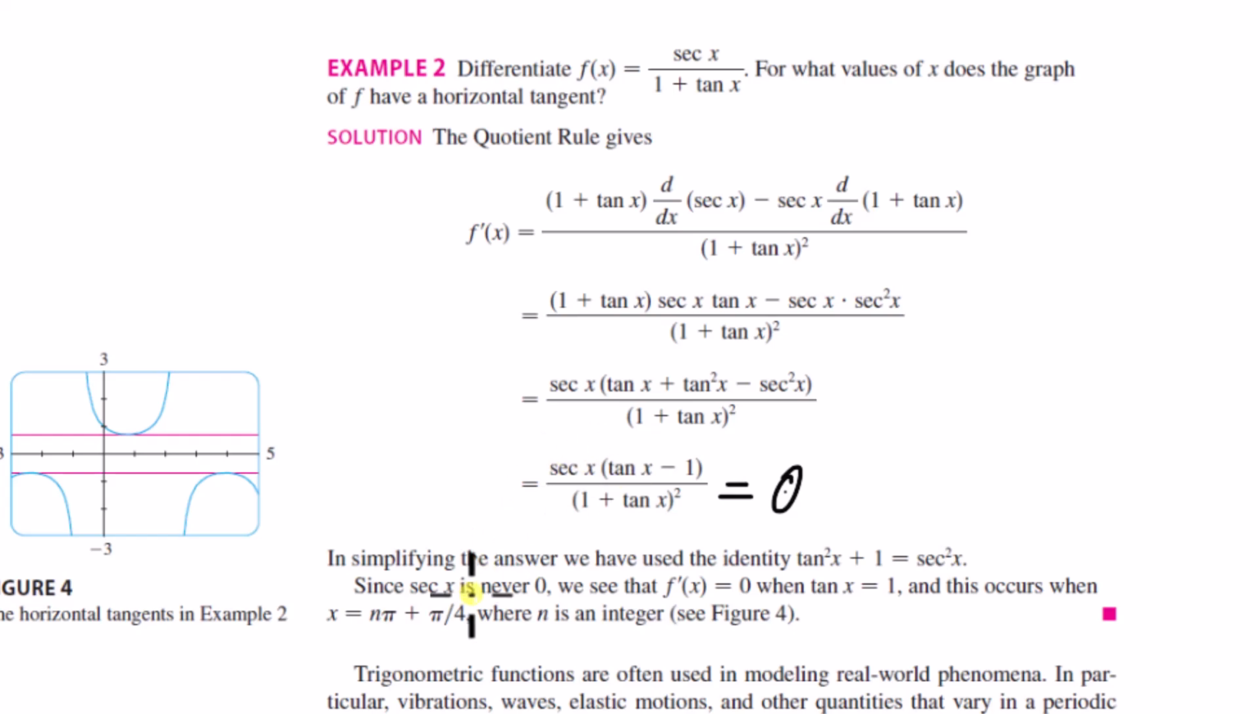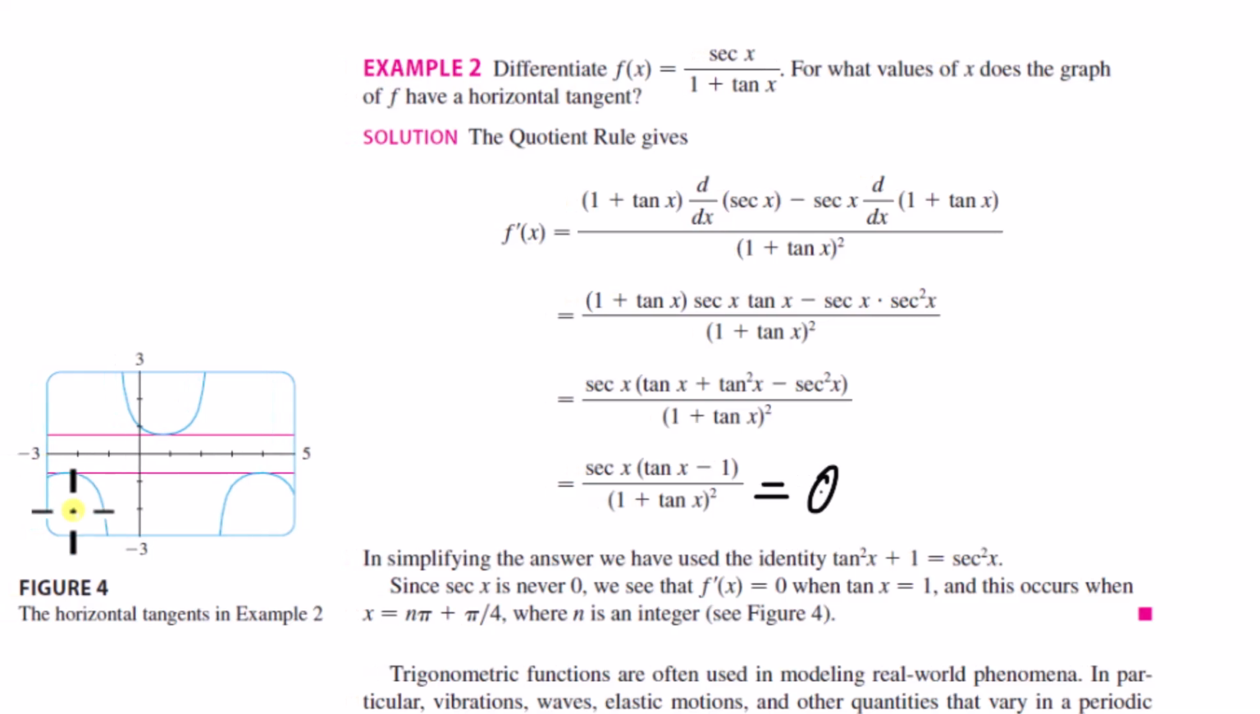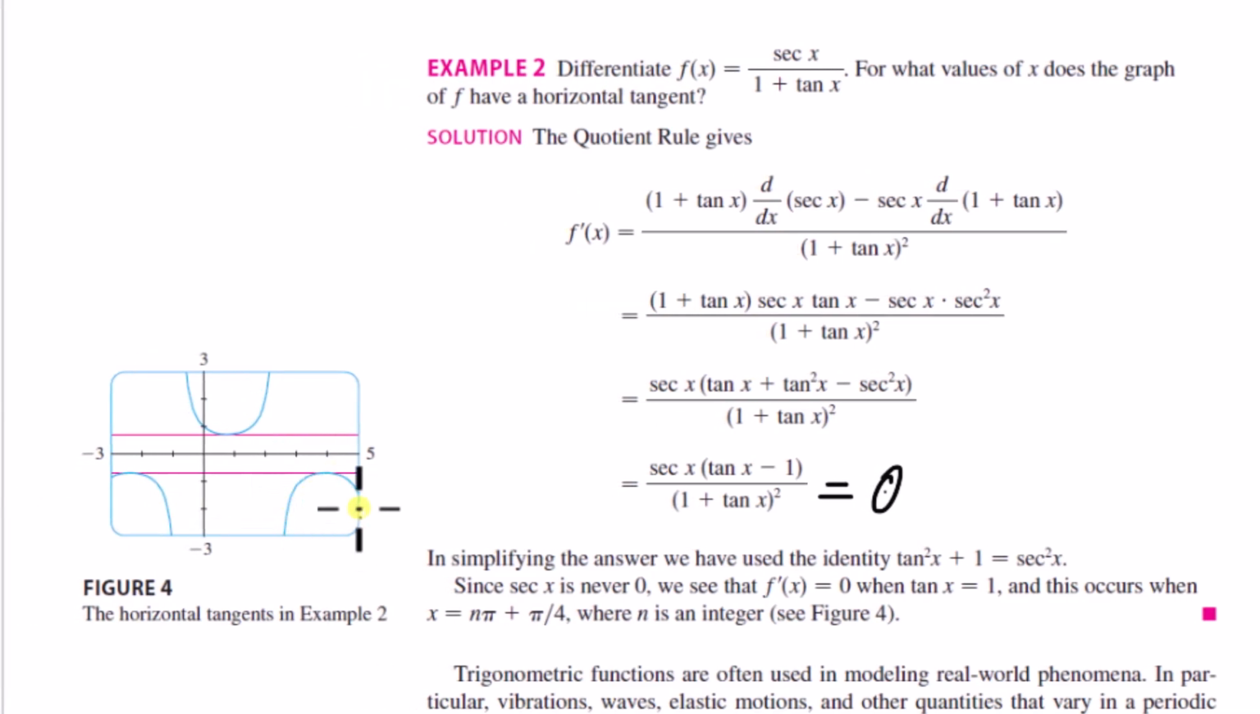So secant x is never 0. If you remember, the ranges of secant and cosecant go from 1 to infinity and from minus 1 to minus infinity. Okay, but tangent of x is equal to 1 at all of these locations, where n is an integer. And so you can see where you've got these horizontal tangents. Those are some of these x values where the slope of the original function is equal to 0. Here, here, and here.